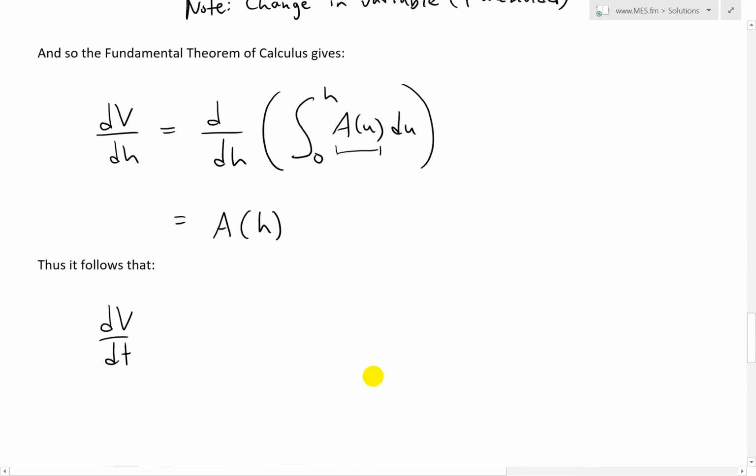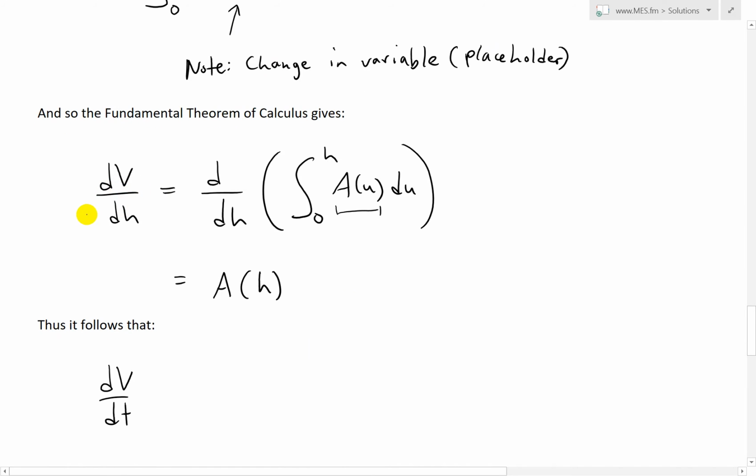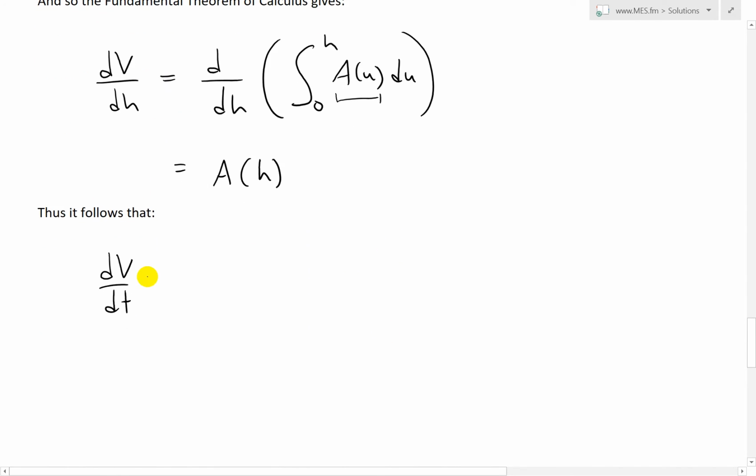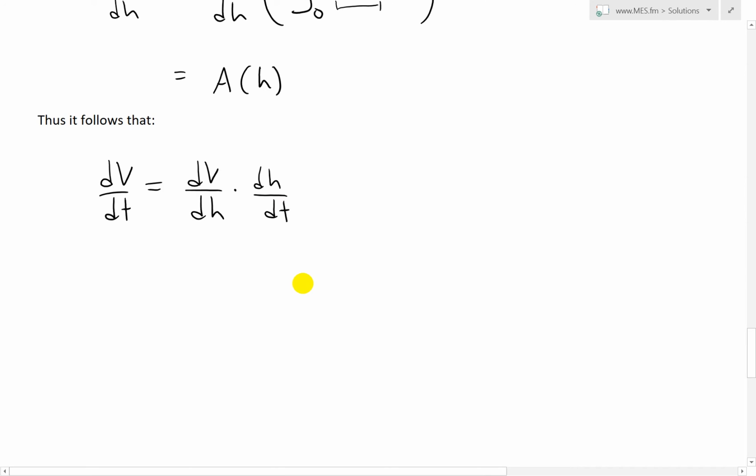So we look at the volume here, and now that we've found dV over dH, apply the chain rule. So dV over dt is going to be equal to, by chain rule, because it's all assuming it's a function of time, which it is when you're draining water out of the tank, dV over dH times dH over dt. So the height's going down with time. Same with volume. It's all related.